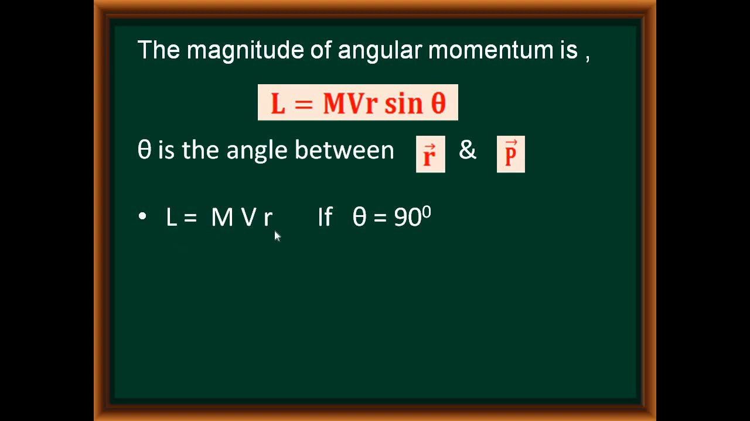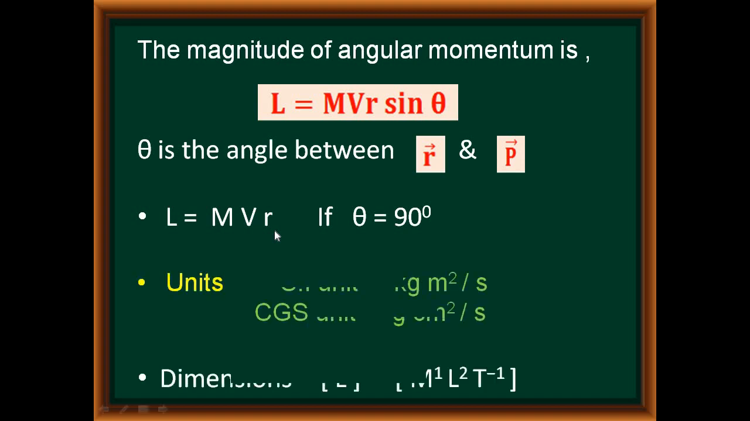Now this is a physical quantity. Angular momentum is one of the physical quantities. It has unit and dimension. The SI unit of angular momentum is kilogram meter square per second, and the CGS unit is gram centimeter square per second. The dimensions can be obtained by simple mathematics, and they will be M raised to 1, L raised to 2 and T raised to minus 1. The question can be asked: define angular momentum of a rotating body, obtain its units and dimensions.